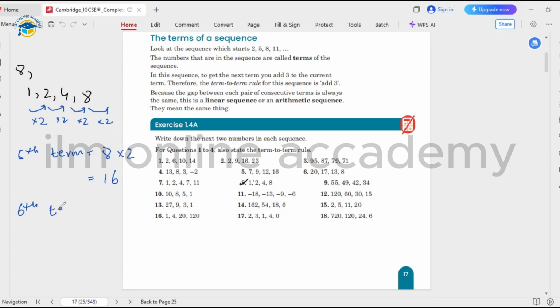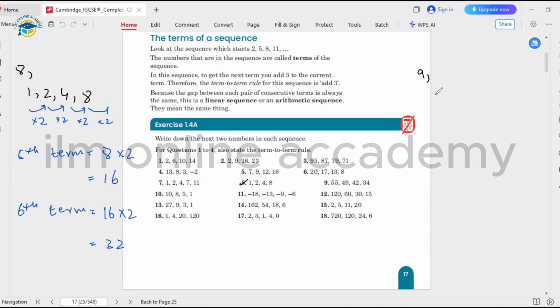Next, we need to find the sixth term. So 16 you need to times by 2, so 16 times 2 is 32. So these are your next two terms, 16 and 32. There can be differences in this way as well: sometimes you get the next term by adding something, or sometimes by multiplying or dividing, okay.